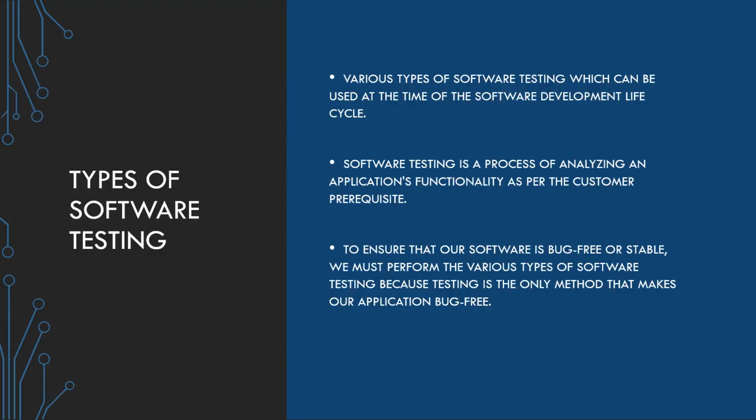Various types of software testing can be used at the time of the software development life cycle. You can see that we have STLC, which is a subset of SDLC, right? In that we are going to use these different types of testing. Software testing is a process of analyzing an application's functionality as per the customer prerequisites. This we already know. And to ensure that our software is bug-free or stable, we must perform the various types of software testing.